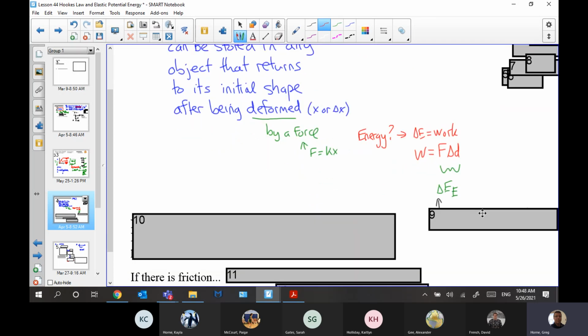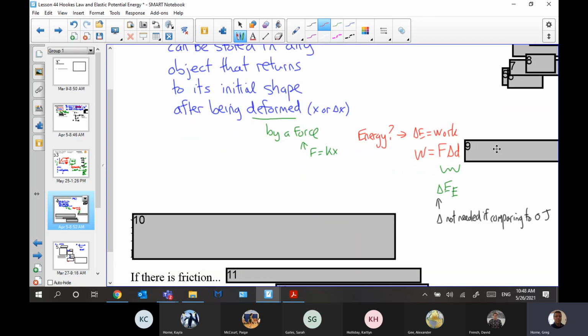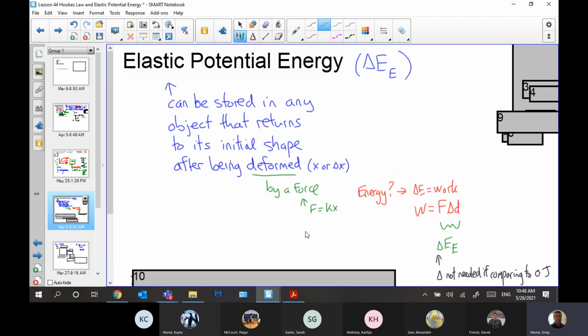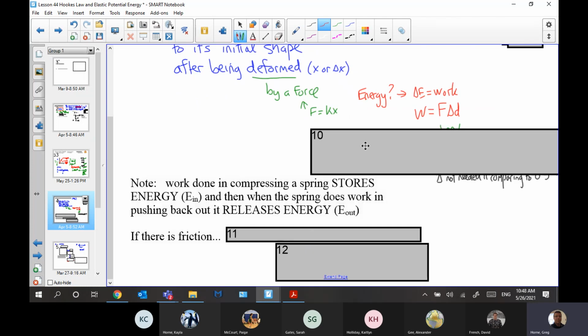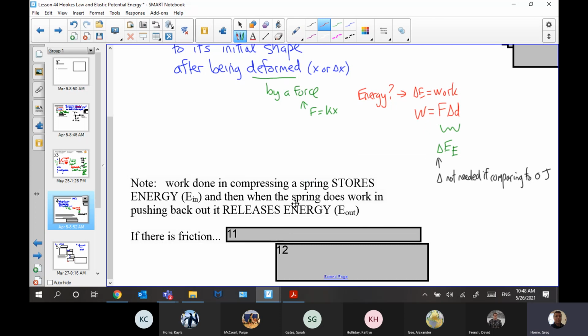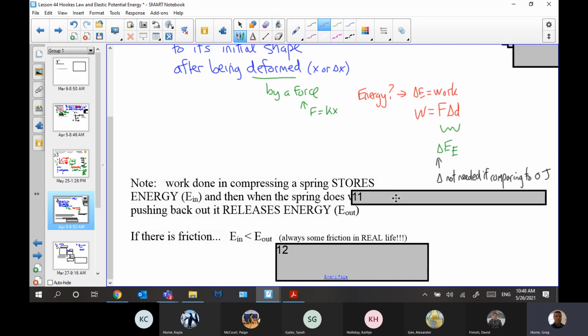So we're going to get to that in a second. But that's the change. That's the stored energy. I'm putting another note there about how, if this is a change in elastic potential energy and we're changing relative to 0, we don't really need the delta, do we? We're just going to say E_E equals, but that's the same as saying delta E_E in comparison to 0. So yeah, we're storing energy, and it releases it back out.